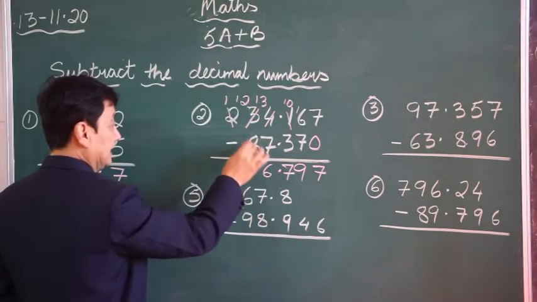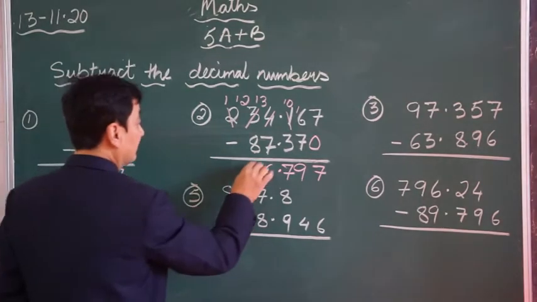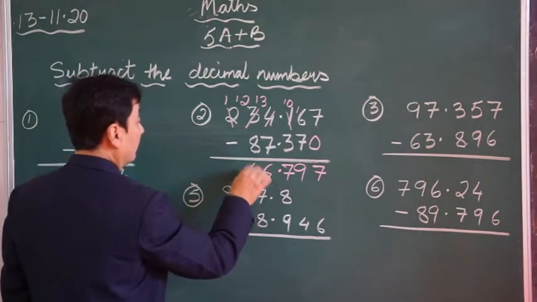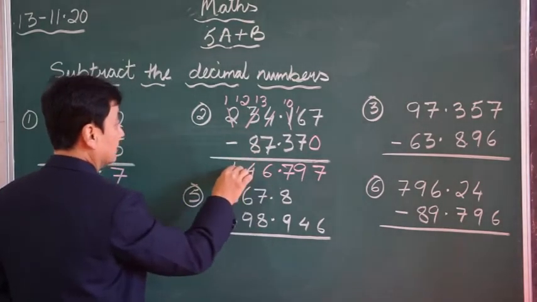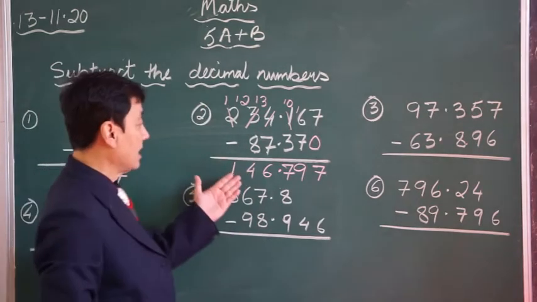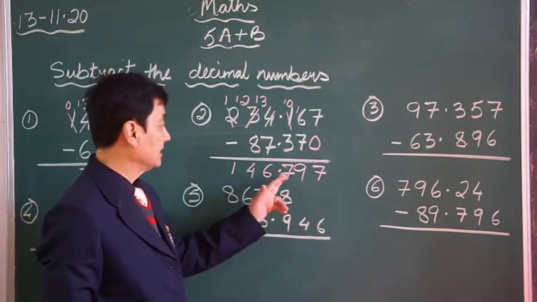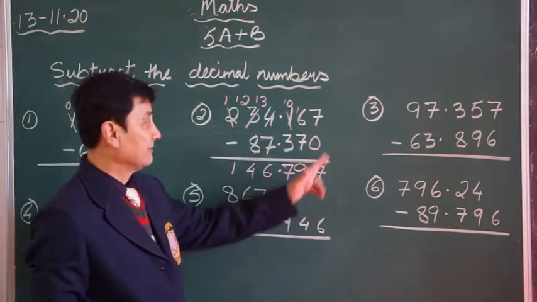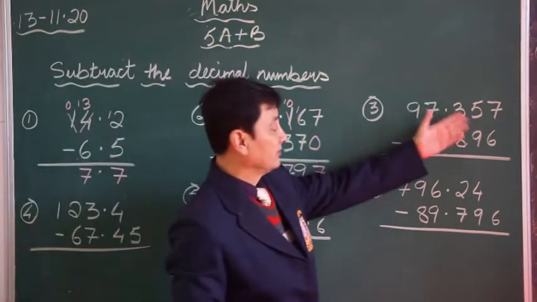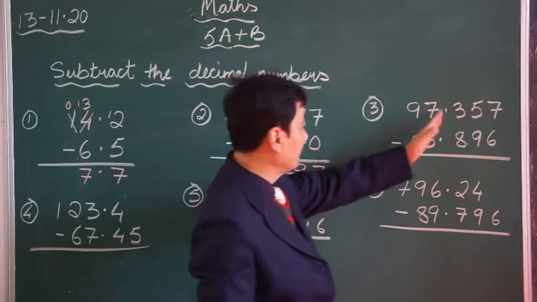12 minus 8, 8 is here. 9, 10, 11, 12, 4. And 1. So when we subtract these two numbers, we get 146.797.